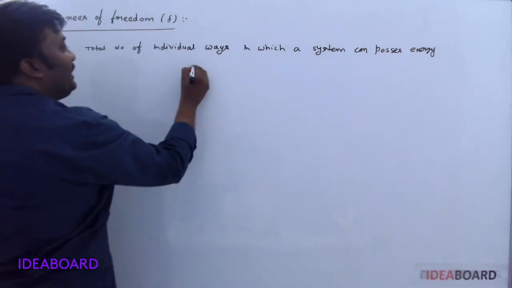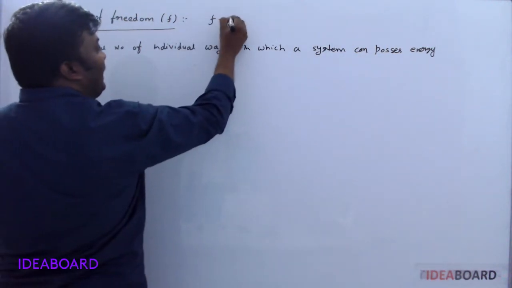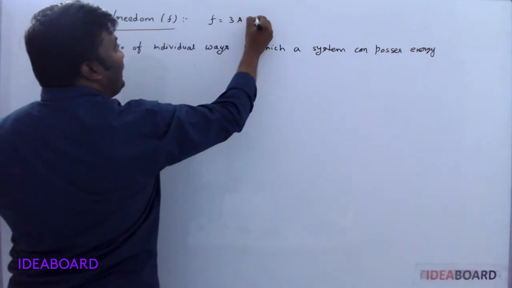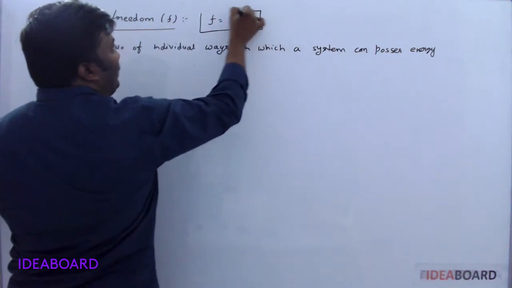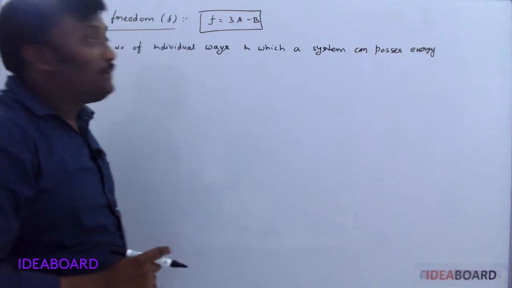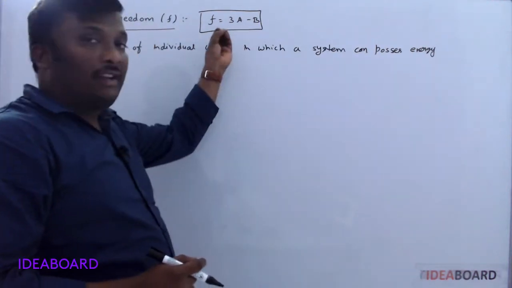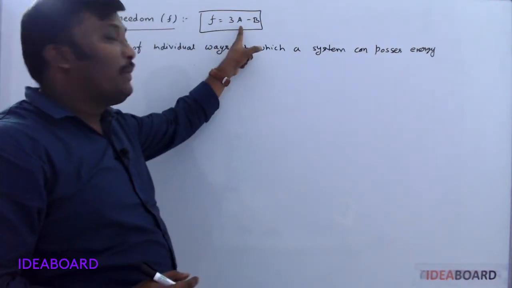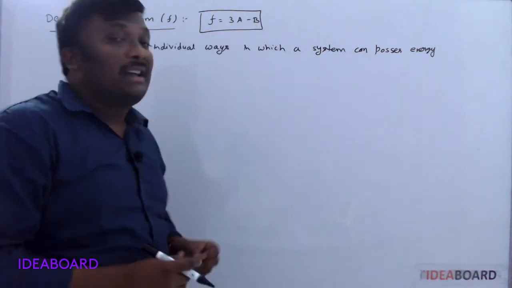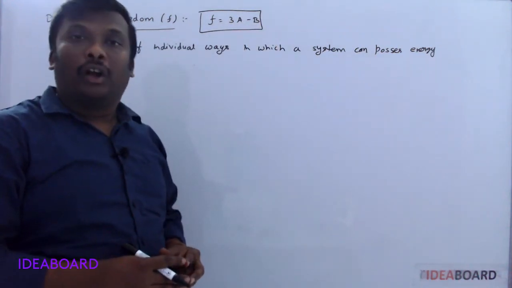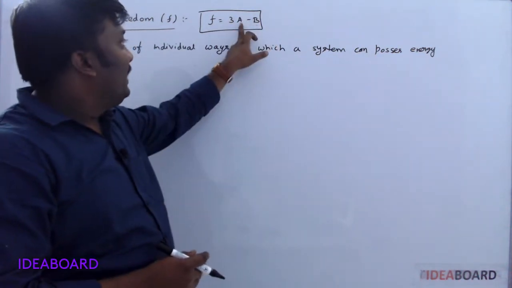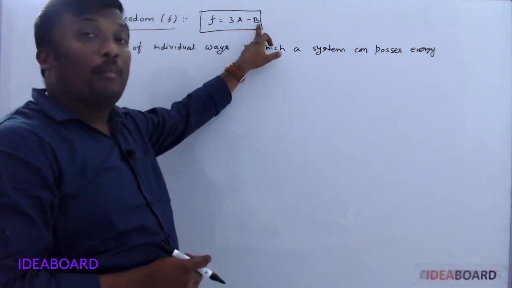The formula for the degrees of freedom can be taken as 3a minus b. For understanding purposes only, it's the easiest way to remember. A indicates the number of atoms, B indicates the bonding between the molecules or atoms. A is the number of atoms, B is bonding.